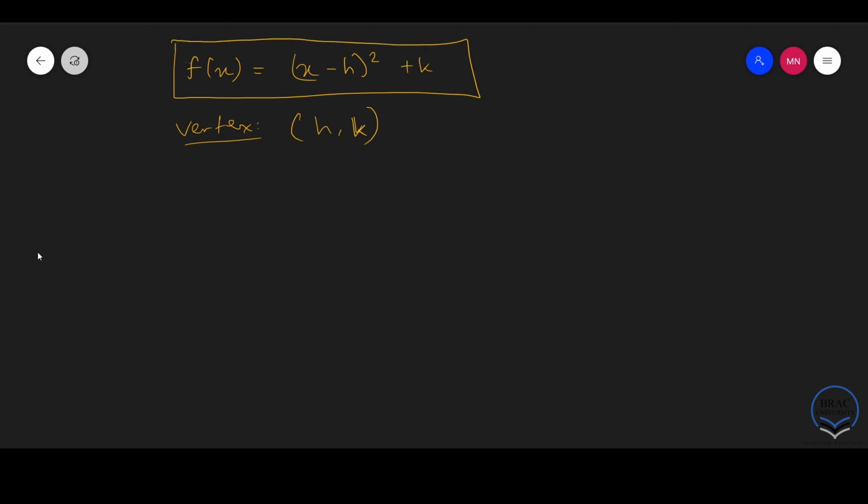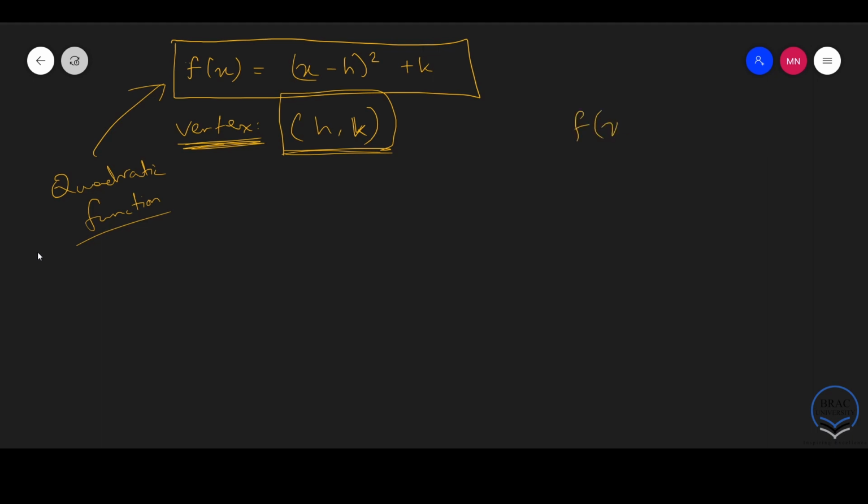Okay, so now if we have a function that is given to us in this form, where we have x minus h whole squared plus k, then we can find the vertex directly as h comma k, right? So if we're given a function such as this, then we can directly find the vertex to be this ordered pair, right? And we know that this function is obviously a quadratic function, right, as we explained previously.